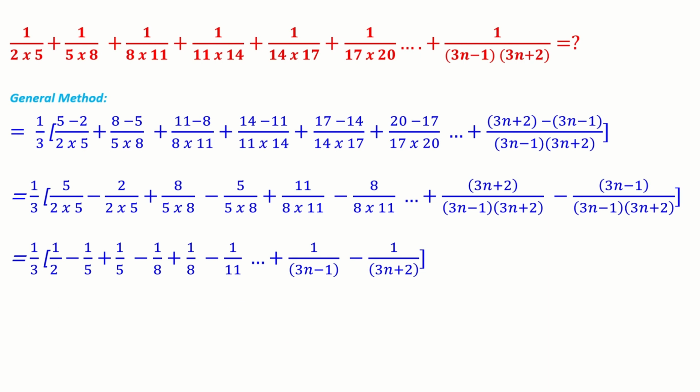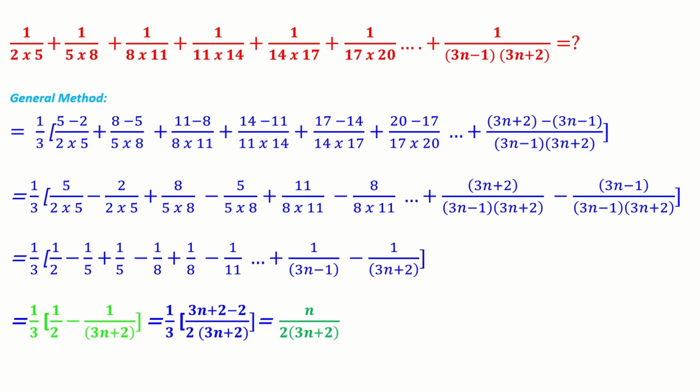So it is something like this: 1 by 3 into 1 by 2 minus 1 by 3n plus 2. I put it in green just for you to note down, because this is the trick you will use. For multiple choice questions in the terms given like above, you don't need to solve the whole problem. You can directly come to this part and solve the problem. So this is trick one.